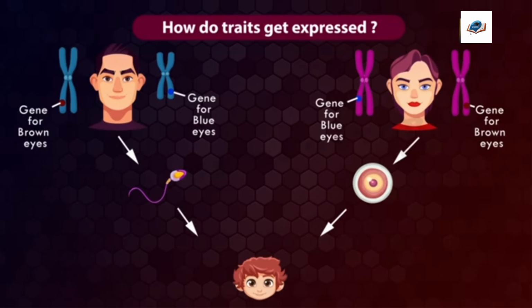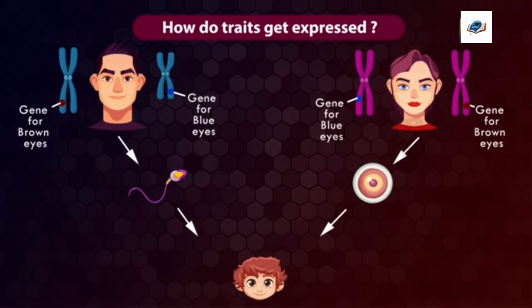So we understood that each trait is controlled by two genes, but these two genes are not present in the same DNA strand. Our DNA is coiled into the form of chromosomes. Chromosomes are present in pairs, so the two alleles of a specific trait are not present on the same chromosome.